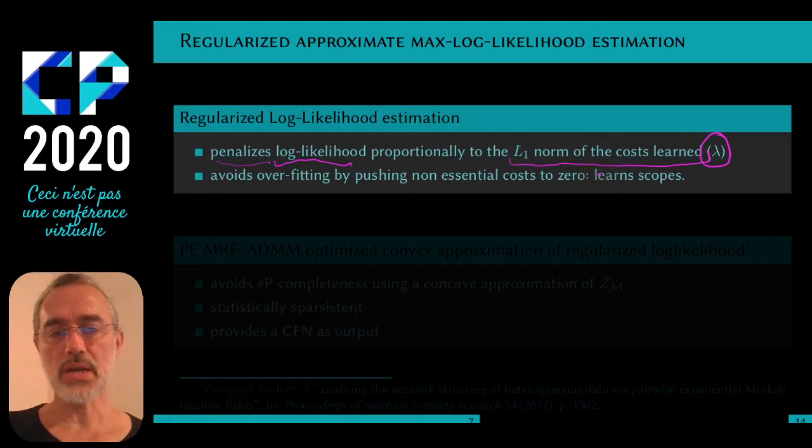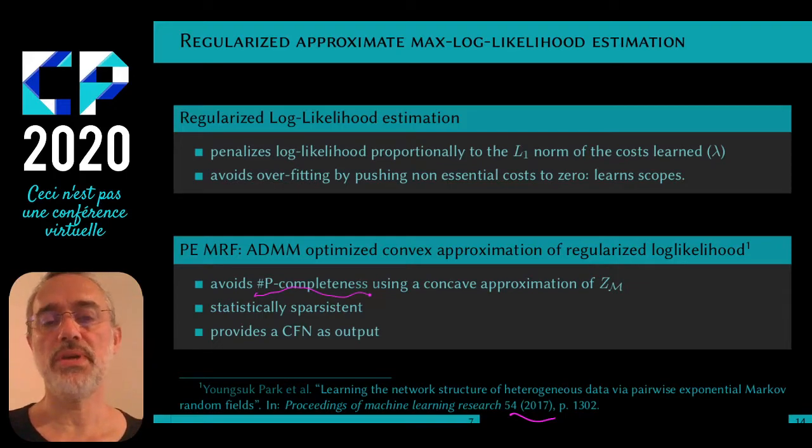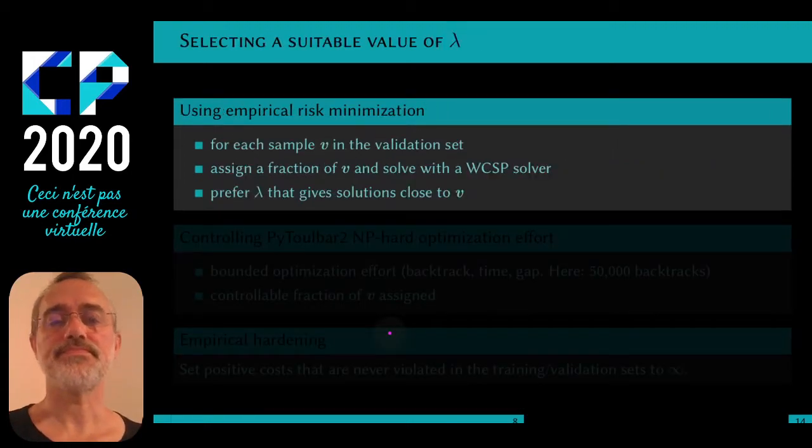So essentially, this algorithm simultaneously learns costs and scopes, which is nice. In practice, we use this recent algorithm. It avoids the #P-complete step by using a concave approximation of the normalization constant. It has nice statistical properties, and it provides a cost function network as output. The only problem that remains is selecting this lambda, this penalization factor.